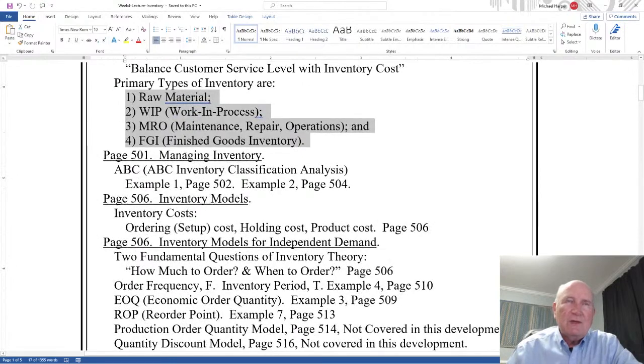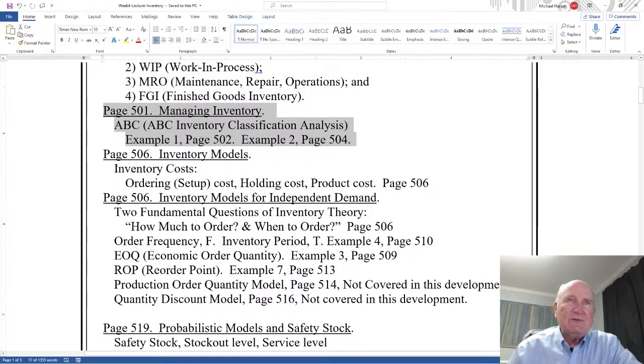Managing your inventory. Well, we will look at managing inventory. We will look at example 1 and example 2, pages 502 and 504, ABC inventory classification analysis. So this is one thing we will cover in this lecture. And also the inventory models. We'll be looking at the operating setup cost, holding cost, production cost, and the 2 fundamental questions of inventory theory: how much to order from your supplier, and when to order, the order frequency, inventory period. So beginning right here, this is what I will be covering.